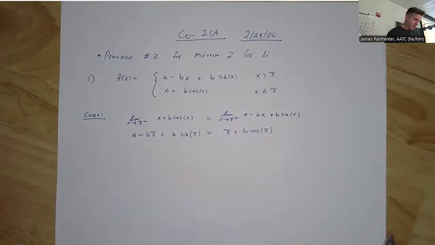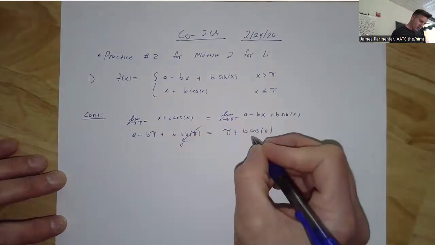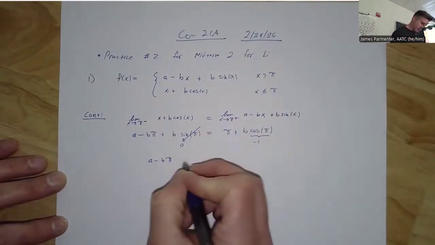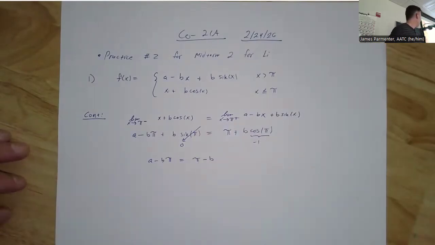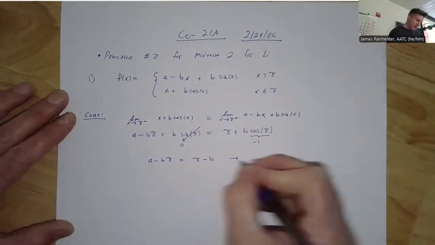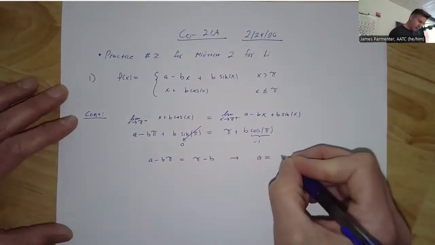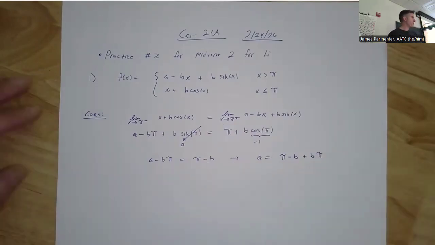It just looks weird. So let's see what we can simplify here. Sine of pi is 0. Cosine of pi is -1. So we have that a minus b times pi is equal to pi minus b. And there's not a lot more you could do here. I suppose you could isolate a, although I kind of feel like I'm getting ahead of myself, and say that we need a to equal pi minus b plus b times pi. And that's all we can do at this stage, right? Because we have two unknowns and only one equation.